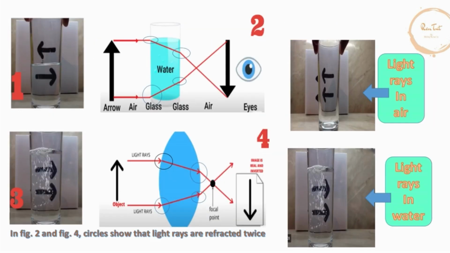Now we will come back to the activity. You see the arrow has been shifted from the left hand side to the right hand side. Why does this happen? The image of the arrow was pointing towards the left. Once you put water in the glass, it behaves as if a convex lens is put inside. You see circles pointing out that the rays of light are refracting, they are bending.